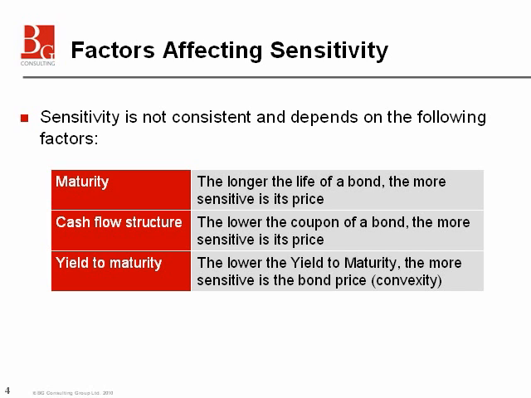Finally, how does yield affect the sensitivity on bonds? The lower the yield to maturity, the more sensitive is the bond price. A similar argument to the one just discussed, but again can be understood intuitively. As yields decrease, all of the present values of the future cash flows increase as the discount factors increase, hence greater sensitivity. As yields rise, the opposite will occur and bonds become less sensitive.